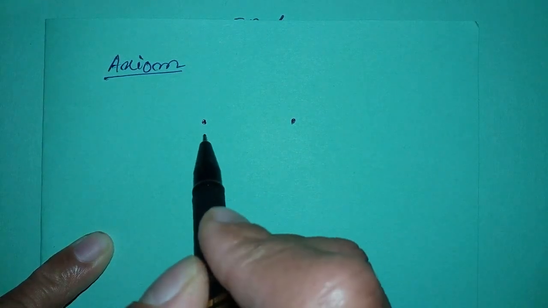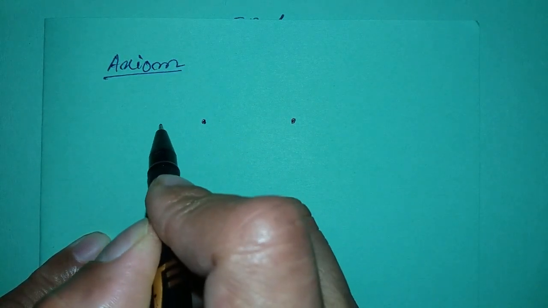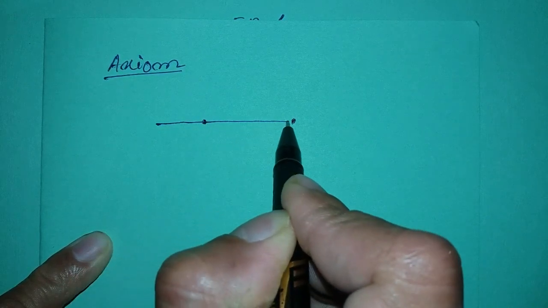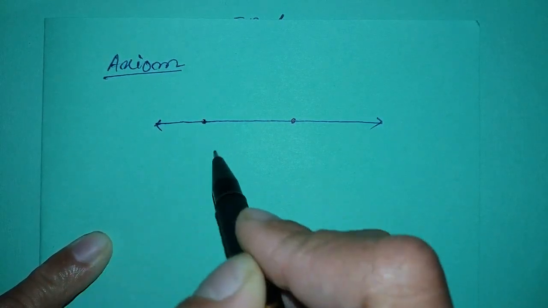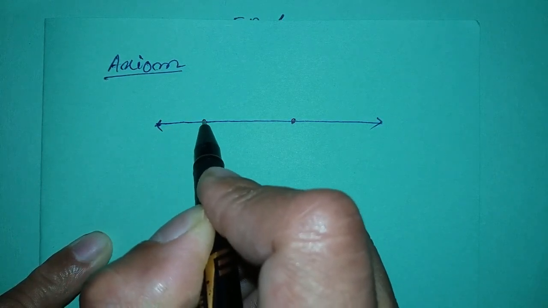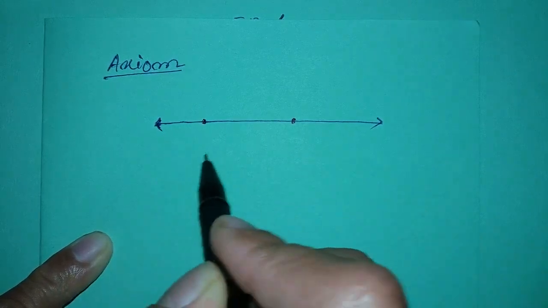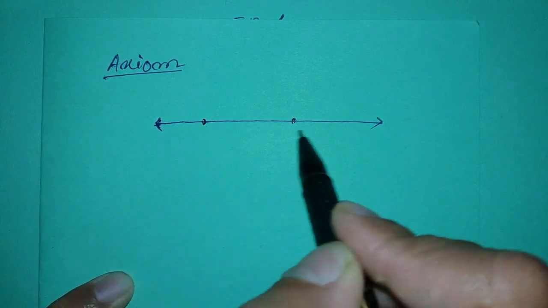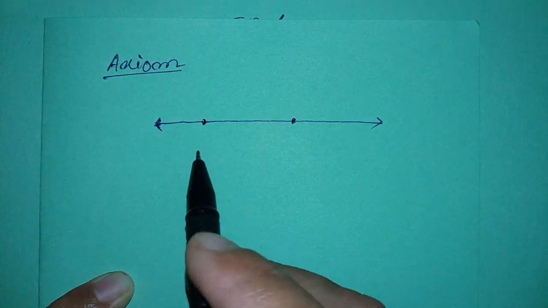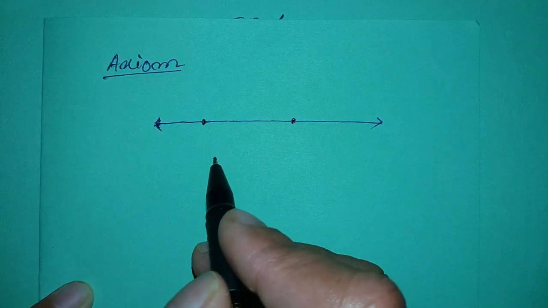Now let's go to axiom. Through two given points, there is one and only one line passing through them. Now this is something which we don't need to prove to be true. So this is a universal truth. Such statements or such properties are called axioms.